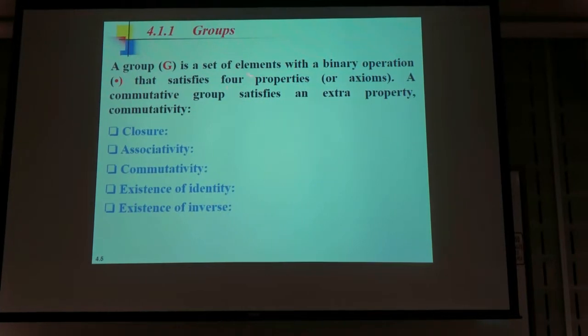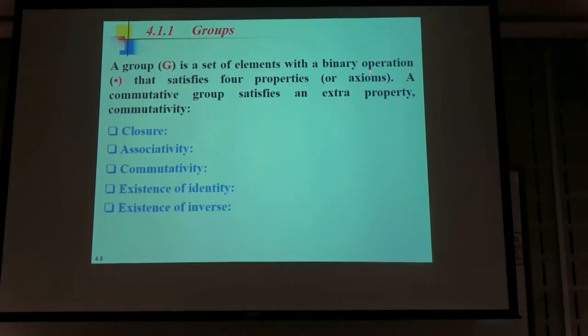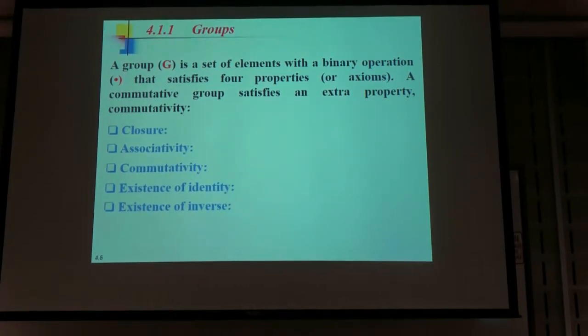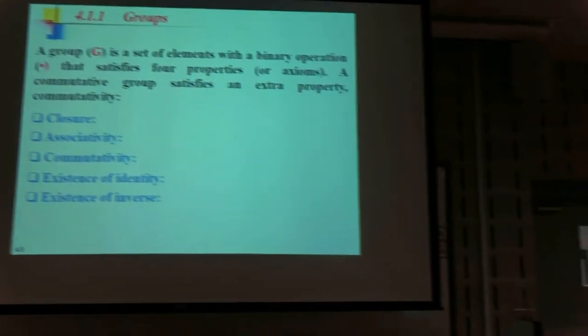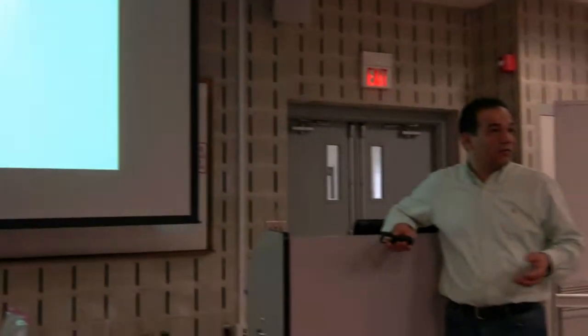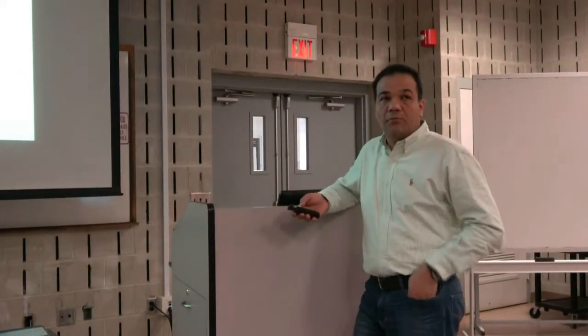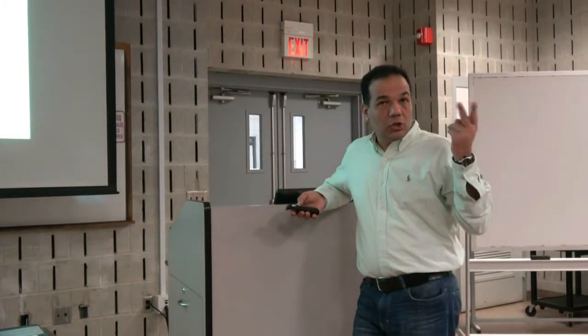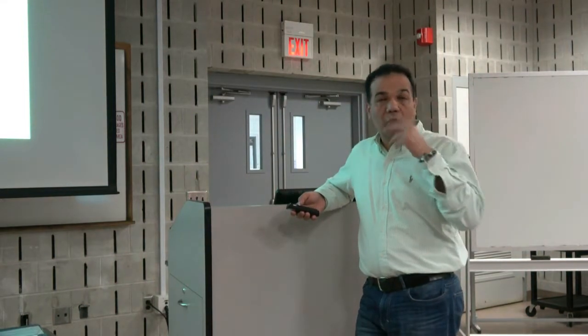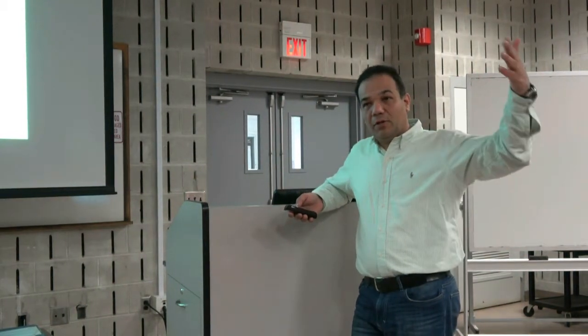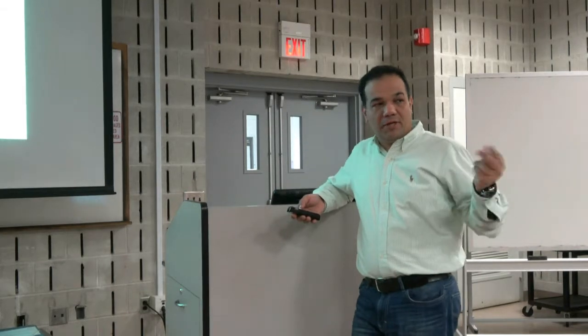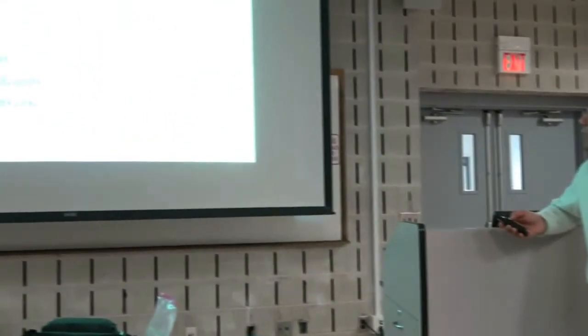So a group is a set of elements with a binary operation. Binary, we mean, one more time, that it has left and right. It has two sides that it does the operation on. Binary here means two elements. We're not talking about binary and decimal. No, that's not what we're talking about. Binary means it has two sides.